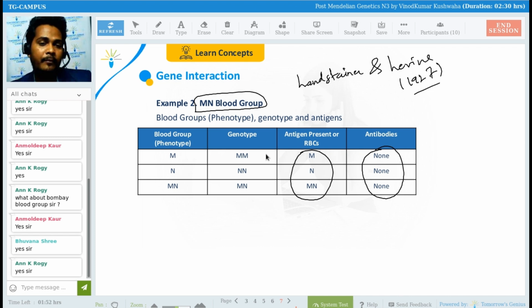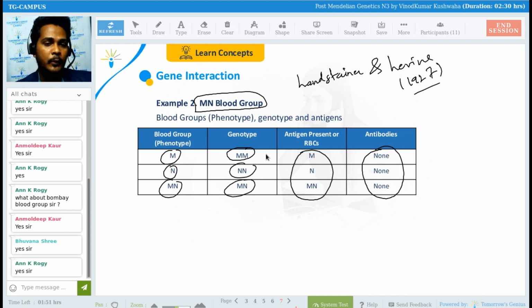So the persons with M and N blood groups are called homozygous, that means MM and NN respectively. The people with the MN blood group are heterozygous, as you can see here. It is clearly indicated in this table that if a person has blood group M, N, or MN, their genotype is MM, NN, and MN. So their blood group can be M, N, or MN.